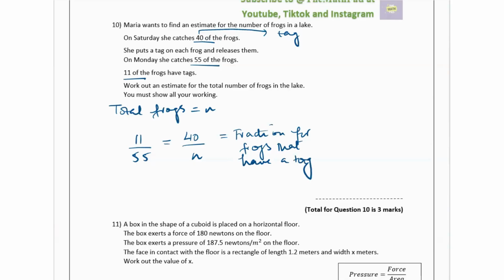Because 40 out of n have a tag and 11 out of 55 have a tag. So to work out an estimate for the total number of frogs in the lake, we will do n equals 40 times 55 over 11, which is 40 times 5, and that's 200. So 200 frogs approximately were in the lake.